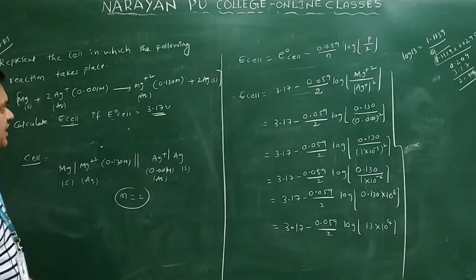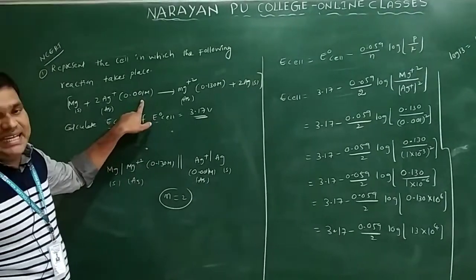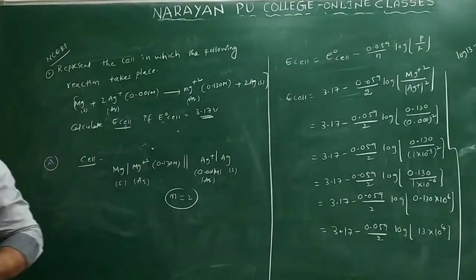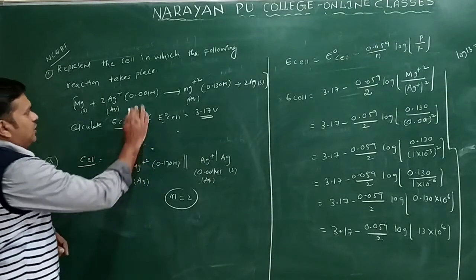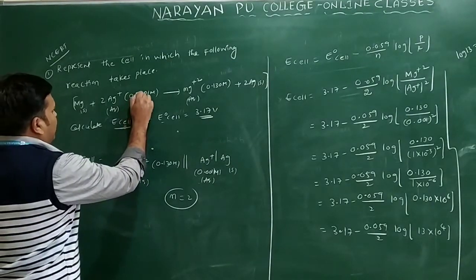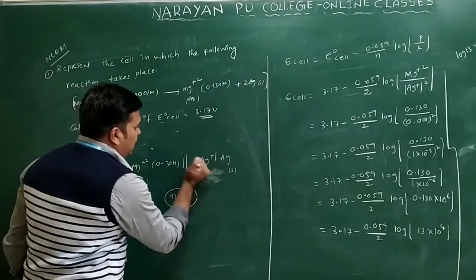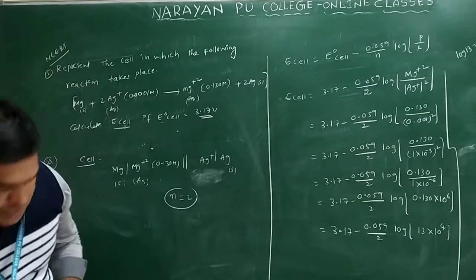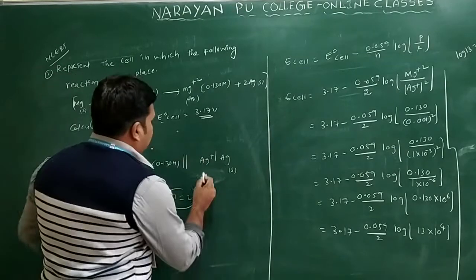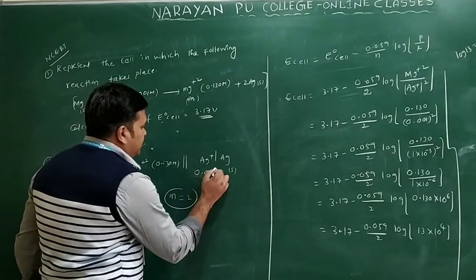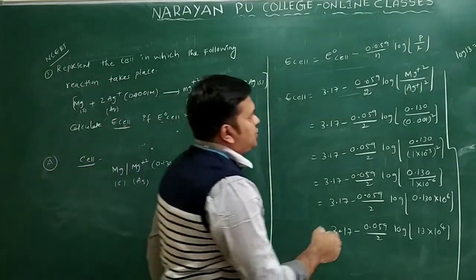Just a little change in the concentration of this Ag+ ion only. Actually, they gave 0.001. Sorry, we can change this one to 0.0001. You can take only that. Just I will change where I took 0.001 to 0.0001 only. If you want to change this one, what will you get?